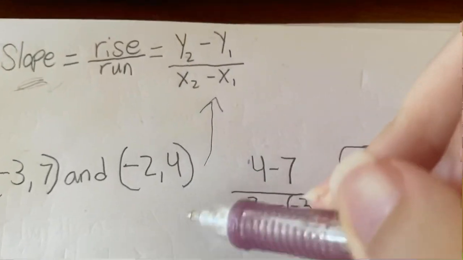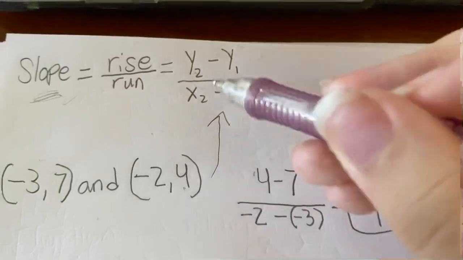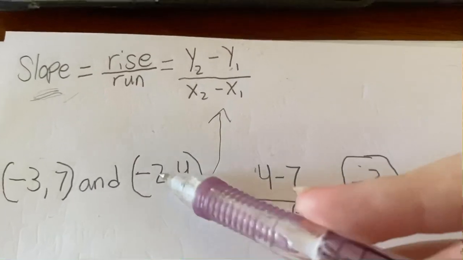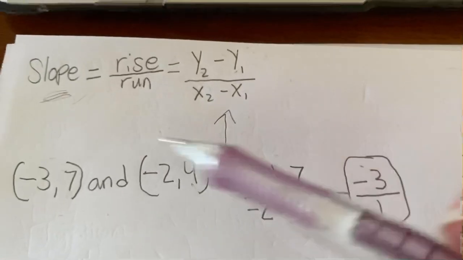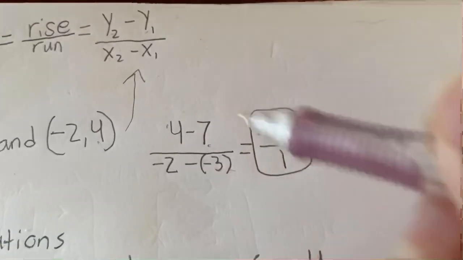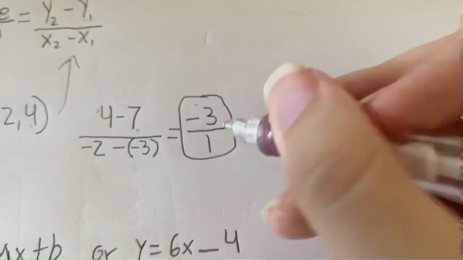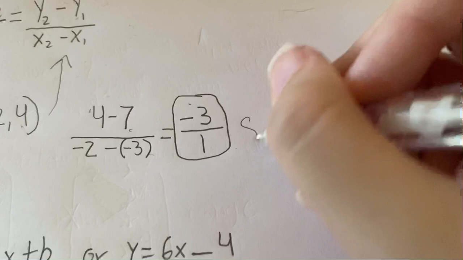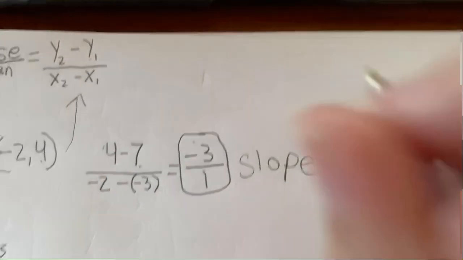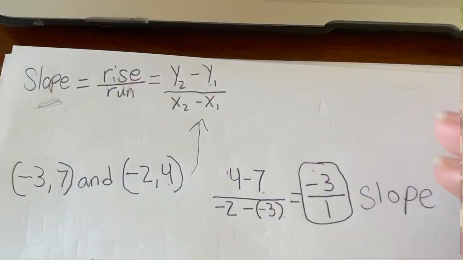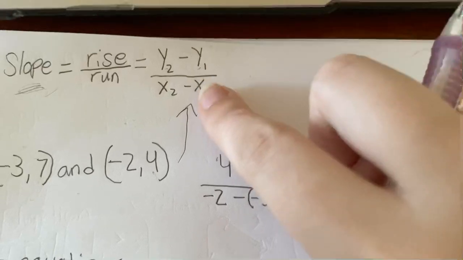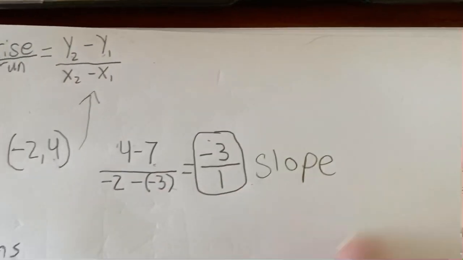So y2 minus y1 over x2 minus x1. If you do the math, it should come out to -3 over 1. And that will be your slope. That was spelled really bad, I'm sorry. So you see how easy it is to find the slope. When you're given your coordinates, you just plug them into this equation and then you find your slope.